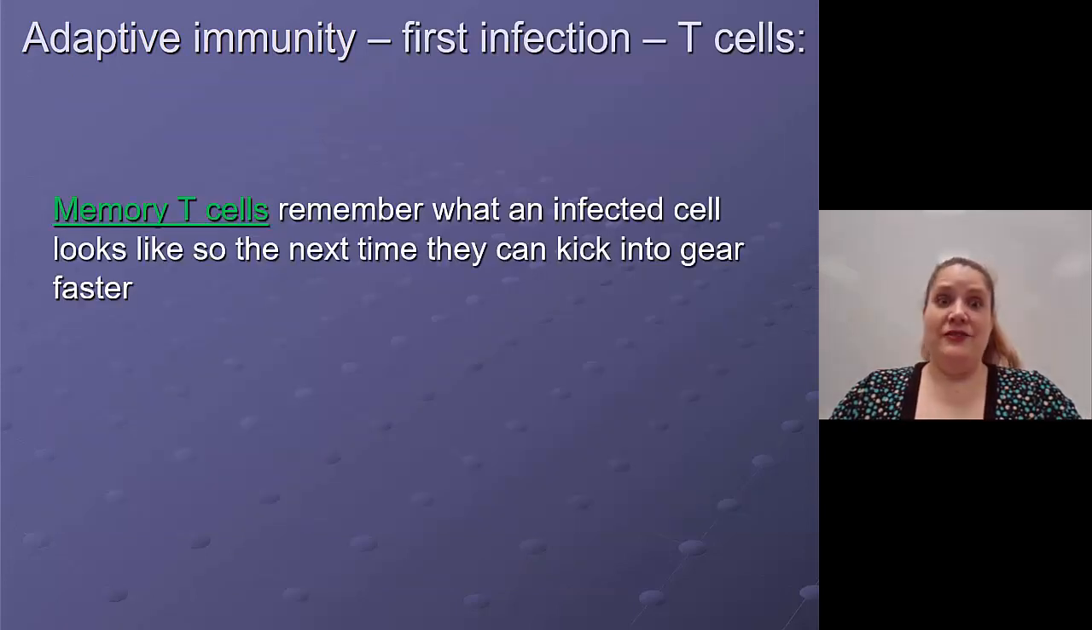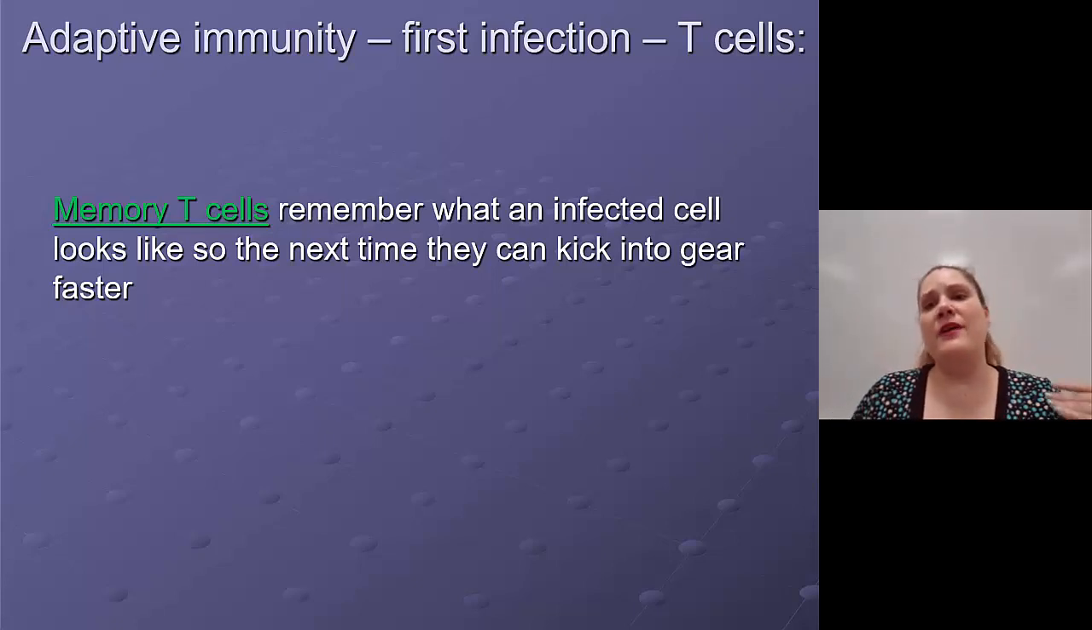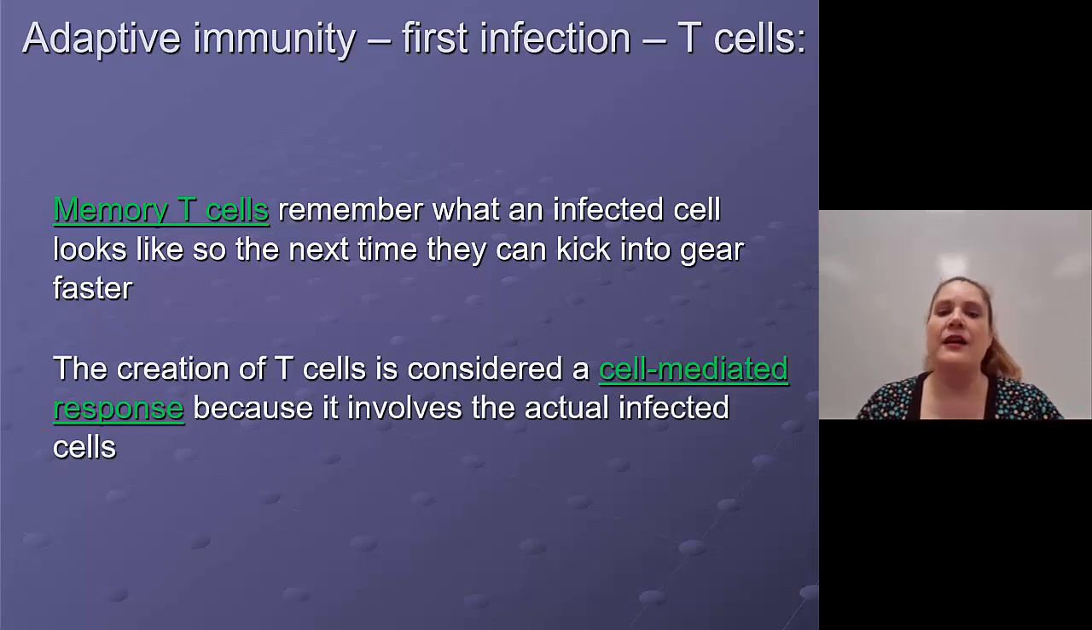So memory T cells, just like memory B cells, are there to remember. But what they remember is what an infected cell looks like, so the next time they can kick into gear faster. Remember, a memory B cell remembered what the antigen looked like. A memory T cell remembers what an infected cell looks like.